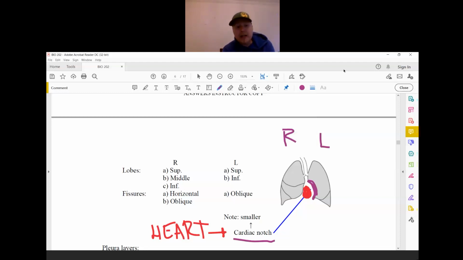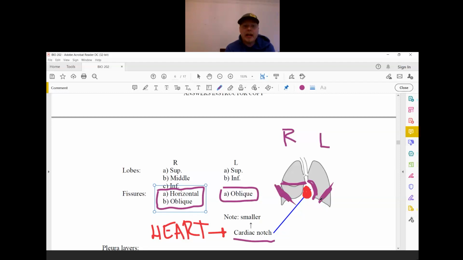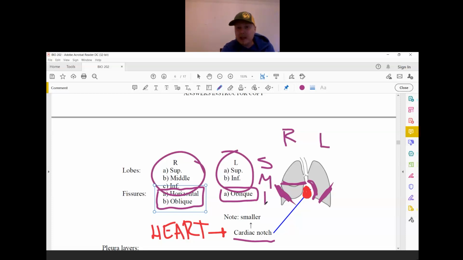So let's start, I'm going to do it in reverse. I'm going to start with fissures, so those lines within the lungs. And we notice that on the right-hand side, we have a horizontal fissure and we have an oblique fissure, whereas on the left side, we simply have the oblique fissure. We are left with different lobes. Again, more lobes on the right-hand side, so superior, middle, and inferior lobe, whereas on the left-hand side, superior and inferior lobe.